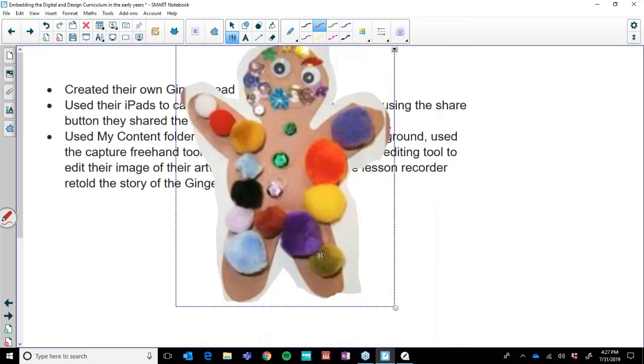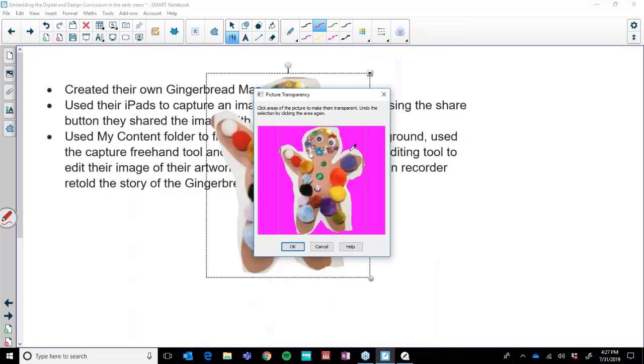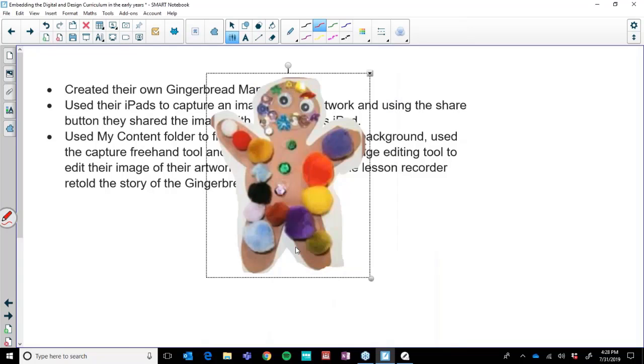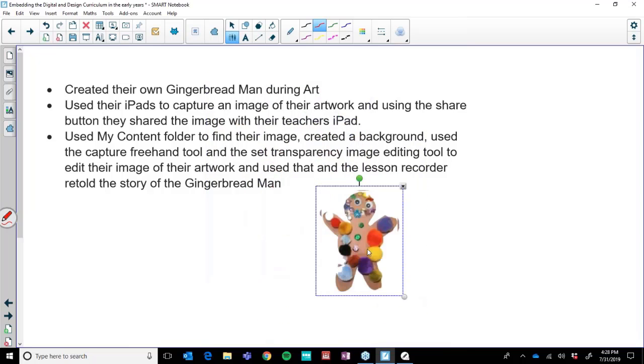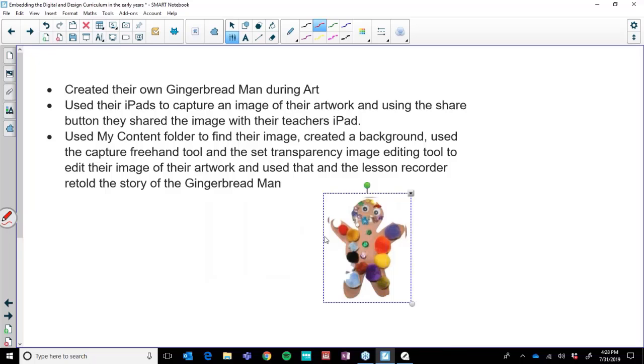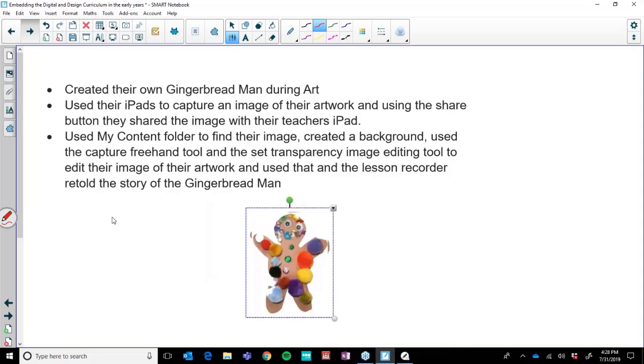So what they did was they came in here and they set the transparency, and they got rid of the background. So now they're editing their data, which was fantastic. And they picked this up really quickly. We did this in literacy groups, so we had 4 or 5 students at the board doing this at the same time.